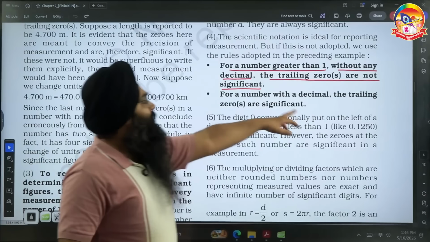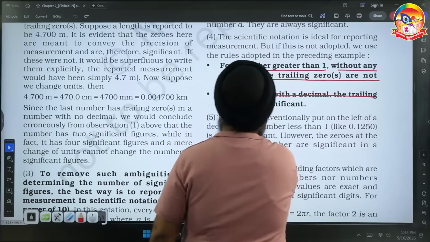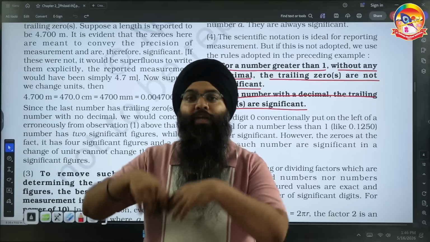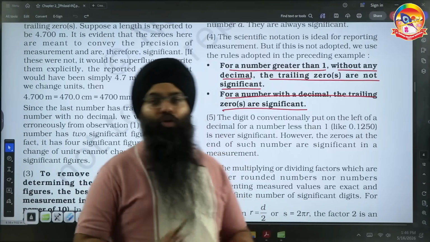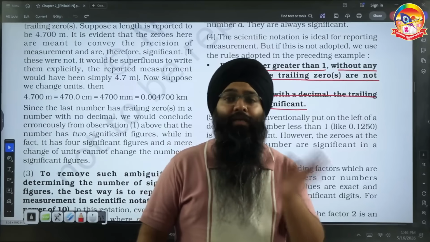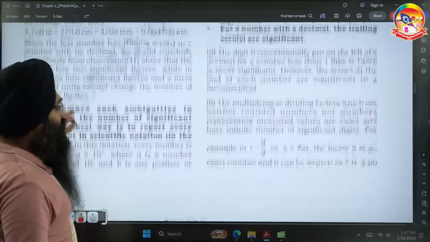But for a number with a decimal, the trailing zeros are significant. The main crux is this: if there is a decimal point, the trailing zeros will become significant. If there is no decimal point, the trailing zeros will not be significant. The leading zeros will never be significant, whether there is a decimal or no decimal. So I hope these rules are clear.